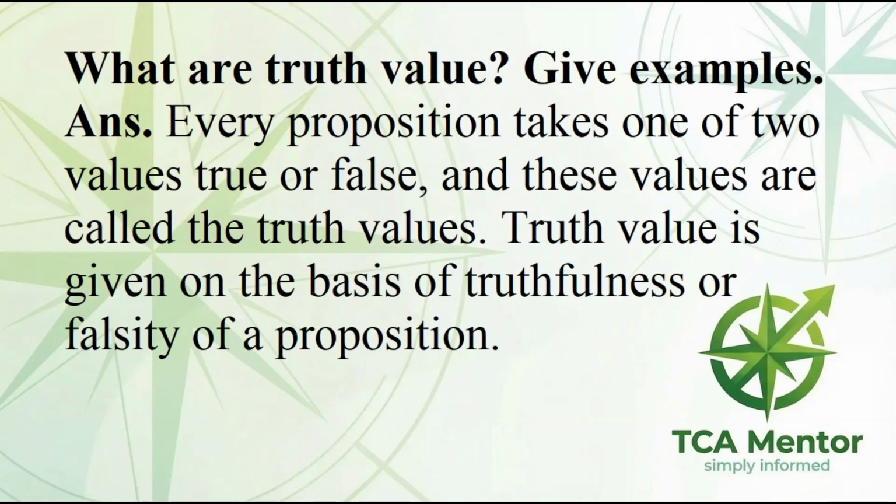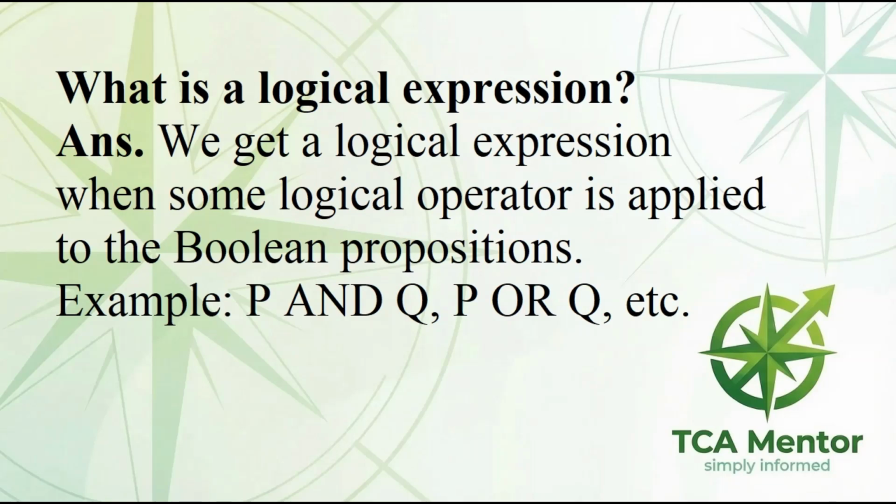What are truth values? Give examples. ANS. Every proposition takes one of two values, true or false, and these values are called the truth values. Truth value is given on the basis of truthfulness or falsity of a proposition. What is a logical expression? ANS. We get a logical expression when some logical operator is applied to the Boolean propositions. Example, P and Q, P or Q, etc.